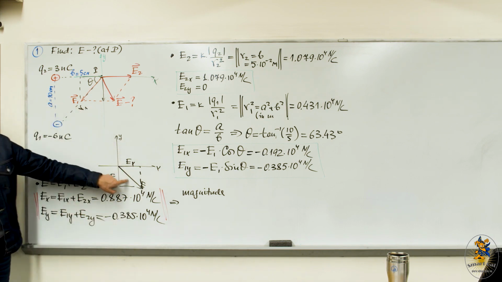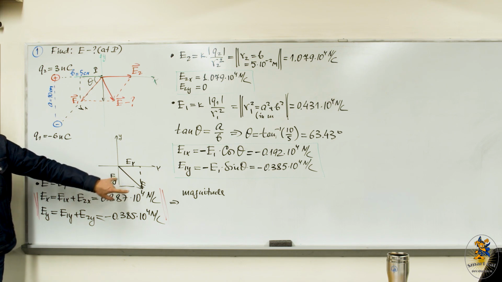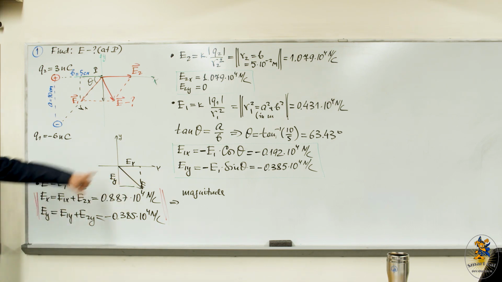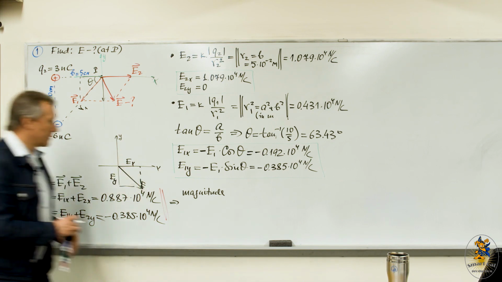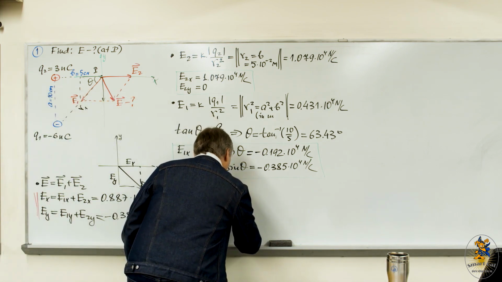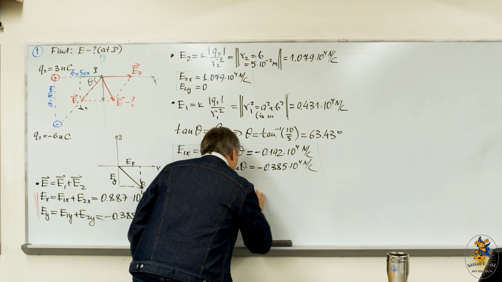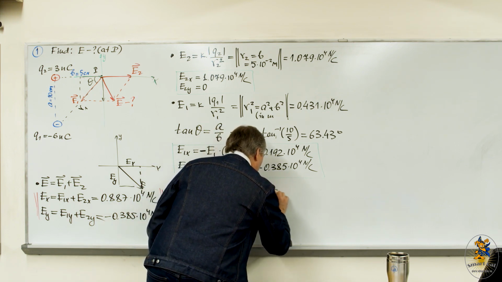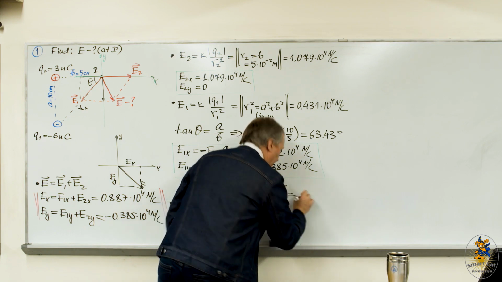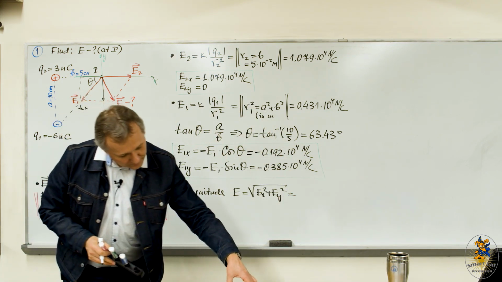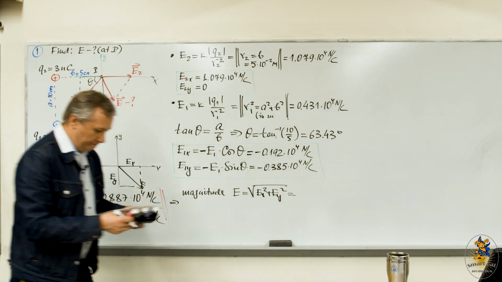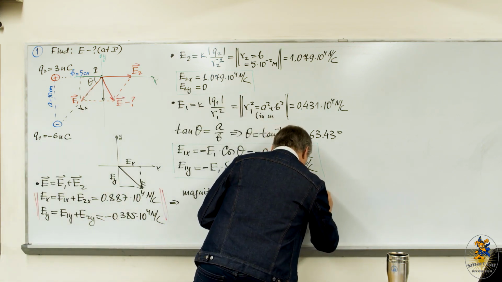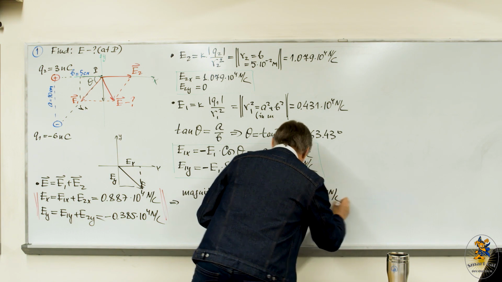So now finding the magnitude, we just need to find the magnitude of this hypotenuse. Square of this plus square of that, and taking square root. So E equals the square root of E x squared plus E y squared. And of course, the answer is going to be 9.67 times 10 to the power of 3 newtons per coulomb.